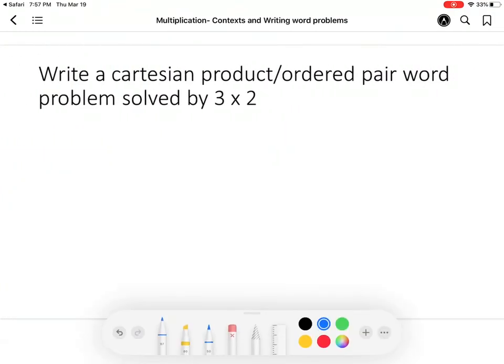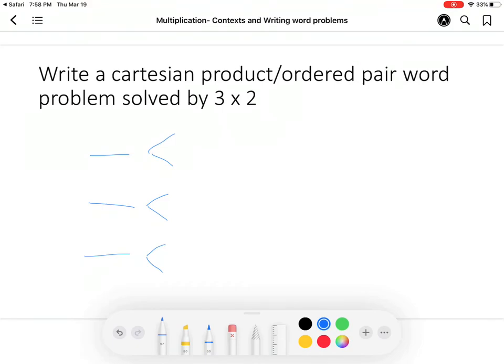Let's write one. So if we're going to do one of these combination problems, 3 times 2 ordered pair, I start by drawing my tree diagram. 3 sets with 2 branches each. And then I think about, what could I do here? A lot of times food combinations like ice cream and toppings, or wardrobe combinations, pants and tops.